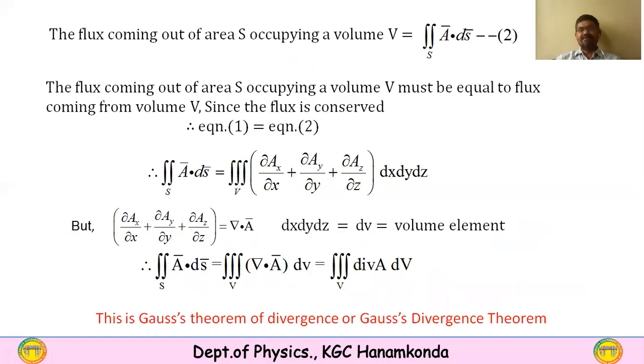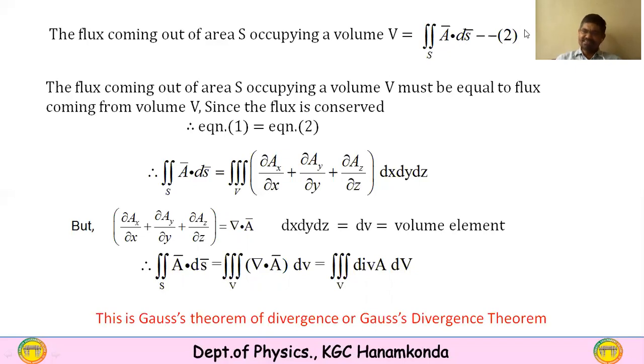Now let us see the flux coming out of an area. This is already discussed in surface integral in the previous class. That is, the surface integration of any vector field over the surface area gives us the flux coming out of the surface in the normal direction. That is, the flux coming out of area S occupying volume V is given by the surface integration of that vector field, that is, the double integral over surface S of A dot dS. Say this is equation 2.